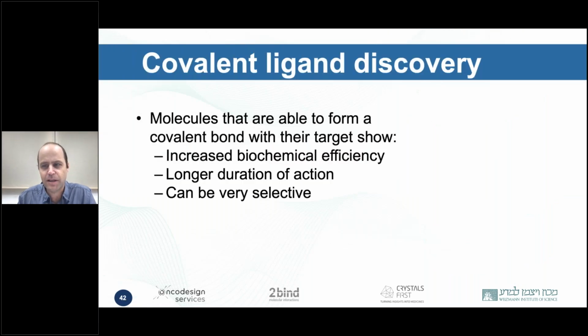So our lab, as Jan mentioned, is very much focused on covalent ligand discovery. There are several reasons why covalent ligands are superior or have some advantages over traditional reversible binders. These include better potency, typically due to the formation of the covalent bond, longer duration of action if it's irreversible or reversible covalent, which means you can dose less, and they can be very selective if your target nucleophile, typically a cysteine residue, is only found in your enzyme of interest and not in off targets.